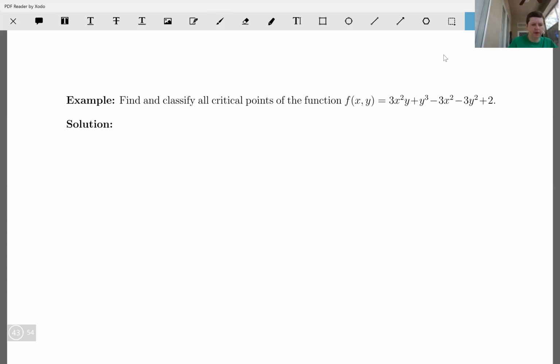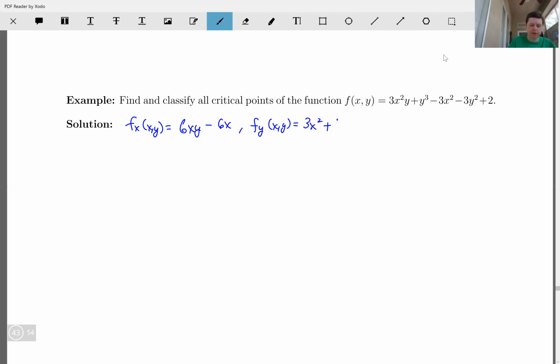Let's do the first partials. The partial with respect to x is going to give me 6xy minus 6x. And the partial with respect to y is going to give me 3x squared plus 3y squared minus 6y. Since those partials exist everywhere, for a critical point they have to be equal to 0. So we have the system of equations: partial with respect to x equals 0, partial with respect to y equals 0.